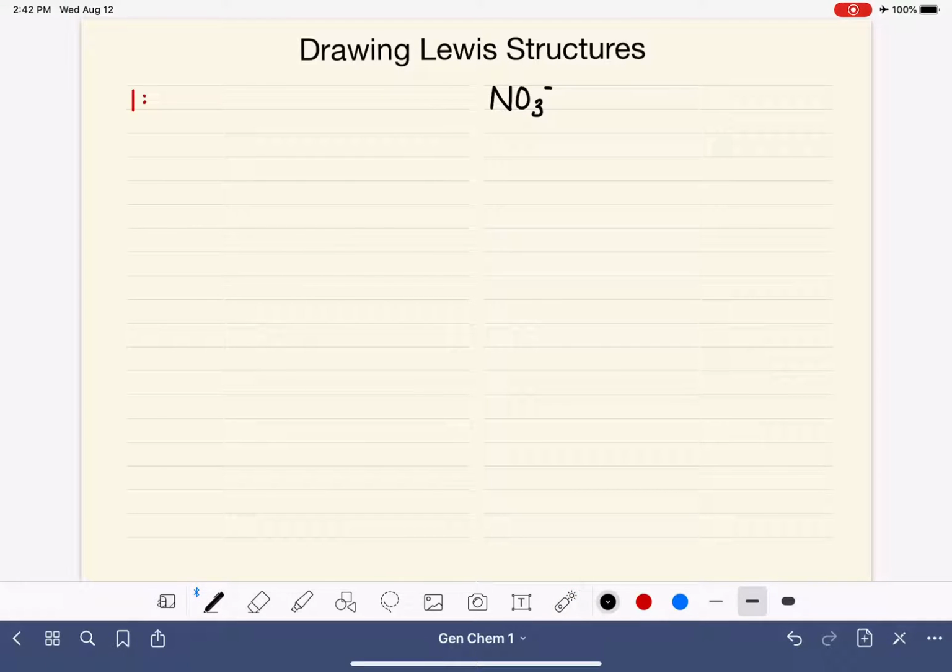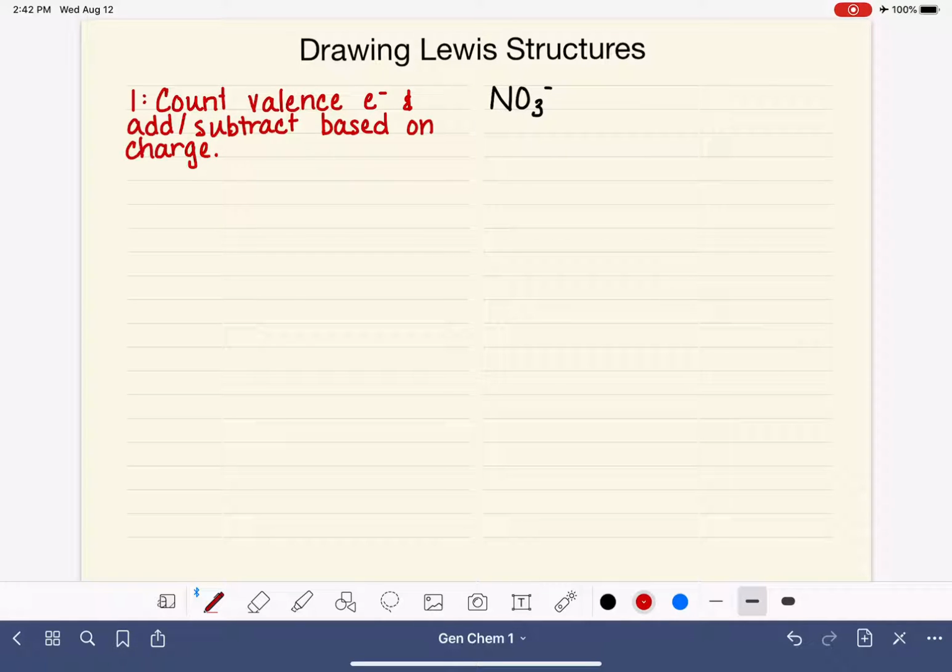So when you're asked to draw the Lewis structure of a molecule that is a little bit on the complicated side, the very first thing that you need to do is add up the number of valence electrons that are in that molecule. So we're going to count the valence electrons of all of the atoms in the molecule, and in addition to that, we are going to add or subtract electrons from the total valence based on the charge, if there is a charge. So like in this case, we have an anion, we have a negative charge. That means that we're going to have to add or subtract electrons based on the charge.